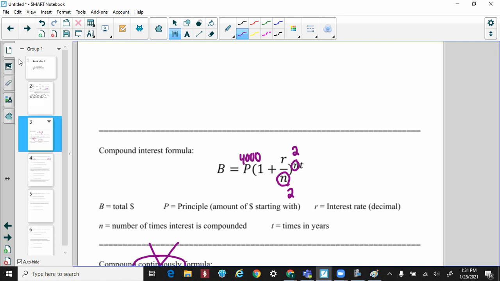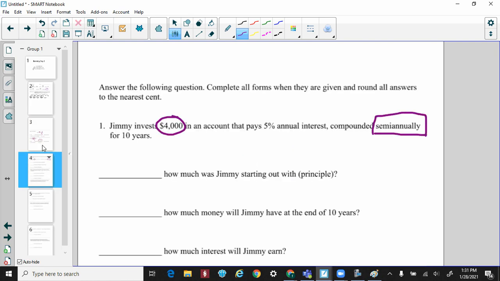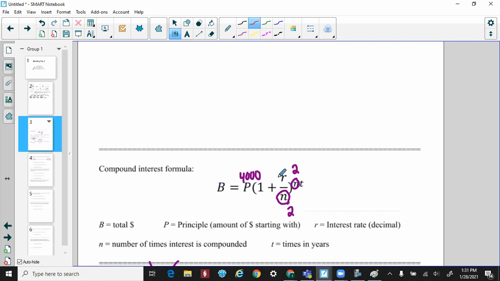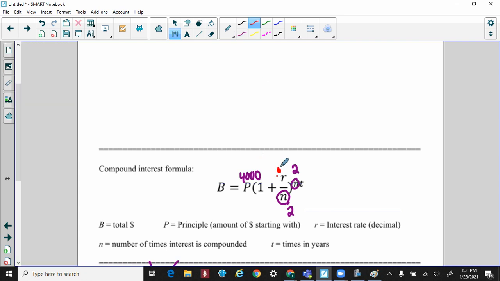And then the R, I believe the R was 5%. Let's see, the R is 5%. So that means in my problem, the R, I'm going to do this in another color, would be 0.05.